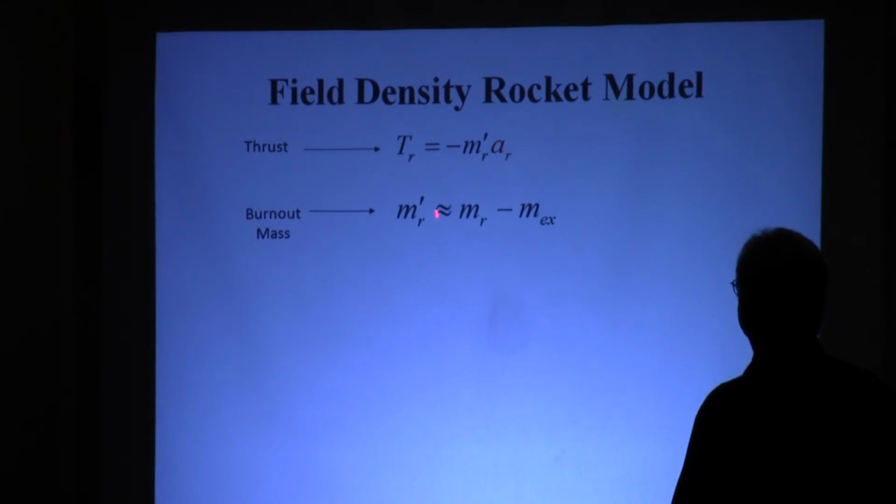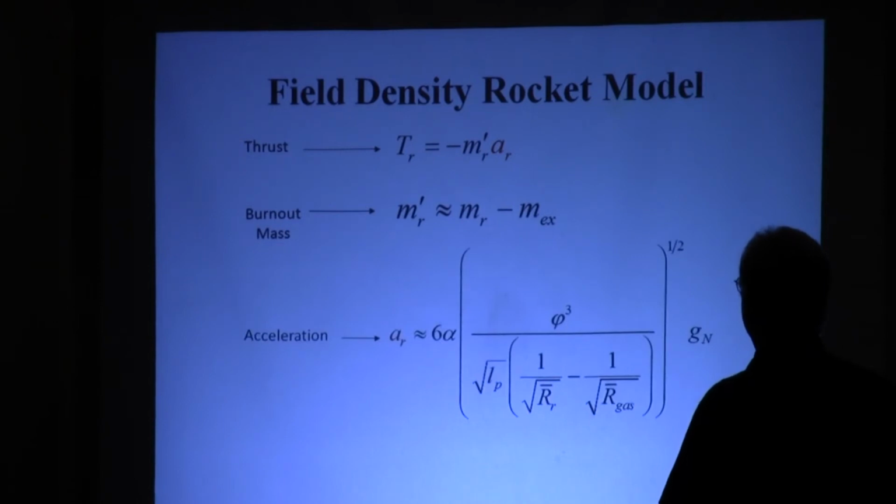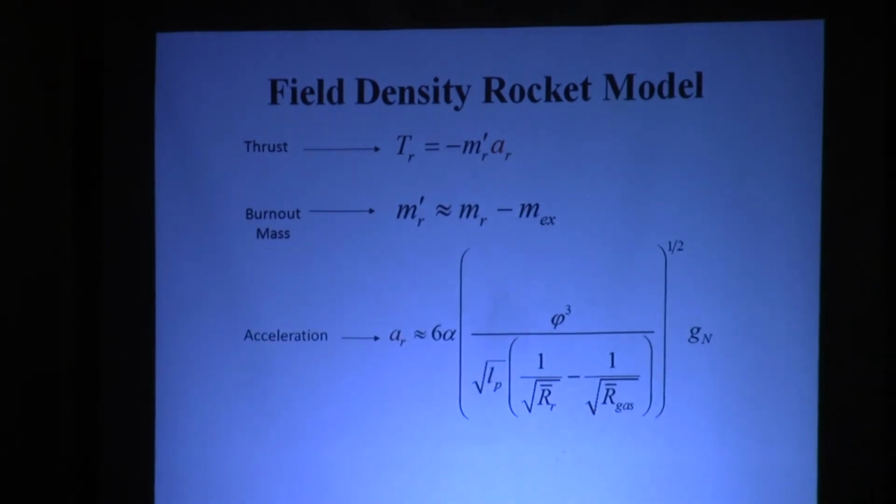Your burnout mass is given by your rocket mass minus the exhausted mass. The difference here is that you can define the acceleration by this weird formula here, which has the Planck length in it, by the way.